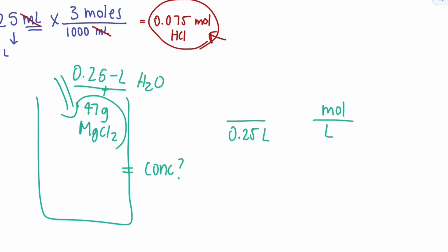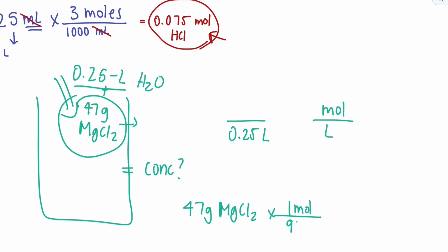Now we need to do something with this grams. We need to convert it into moles. That's the first step. So I'll do that down here. 47 grams of magnesium chloride times 1 mole over the molar mass of magnesium chloride, which is 94 grams. And 47 divided by 94 is 0.5 moles. So now I do the next part, which is figure out the concentration. 0.5 moles divided by 0.25. And you can do this as a proportion. So 0.5 divided by 0.25 is a 2 molar solution.